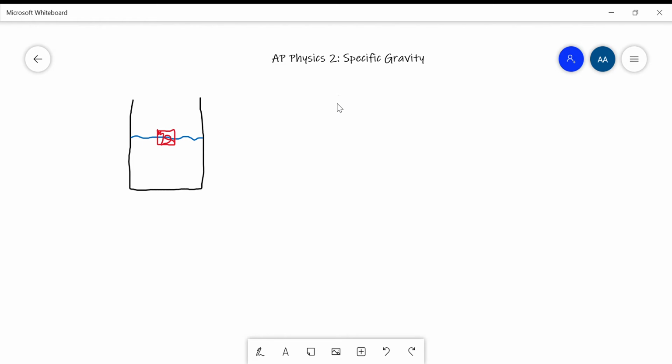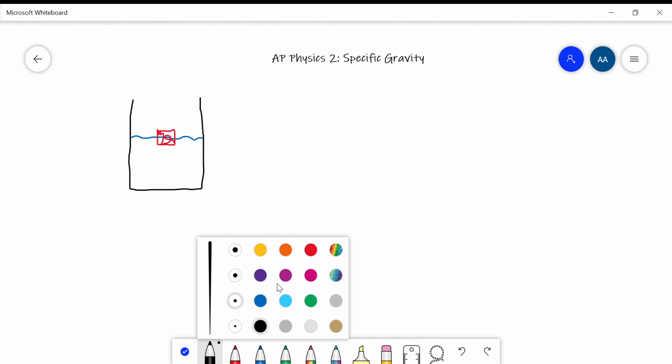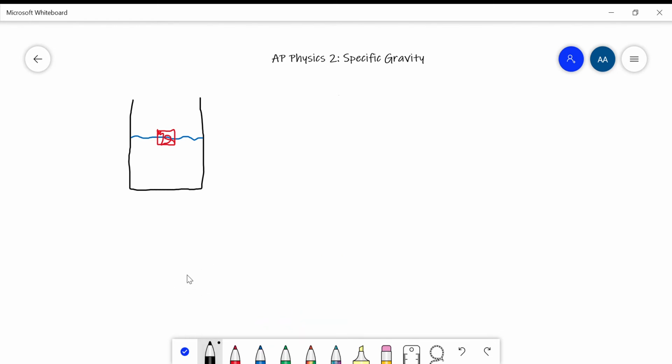Today I'm going to be covering specific gravity. This is a concept in AP Physics 2, specifically in Unit 1, which is fluids. And so I'm going to be covering that here today. Let me get my marker ready. Alright, so what specific gravity is, is a very simple concept. I'm going to try to keep this video pretty short.